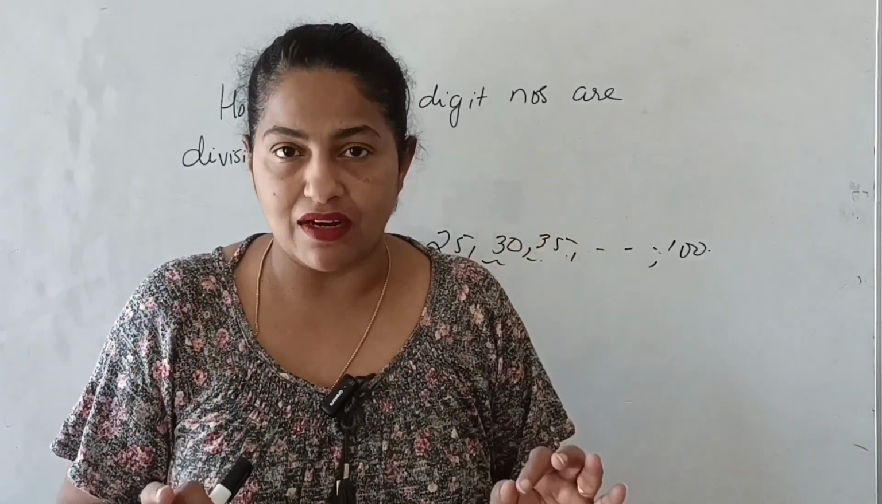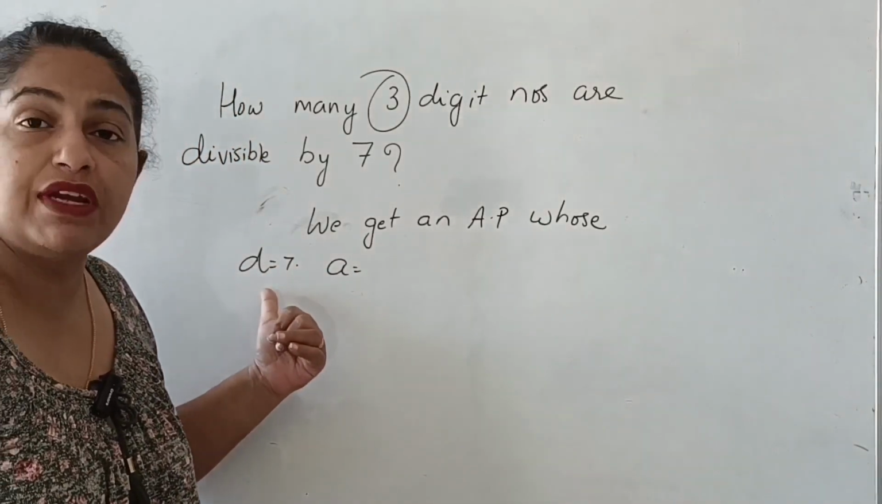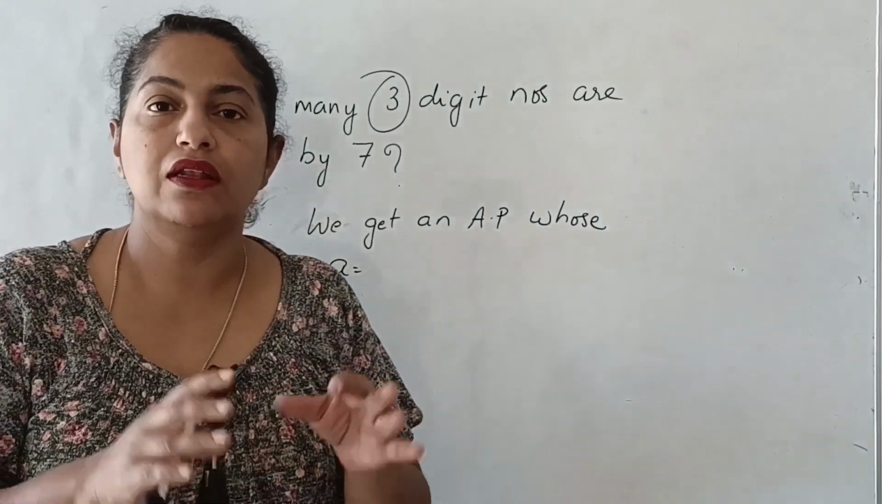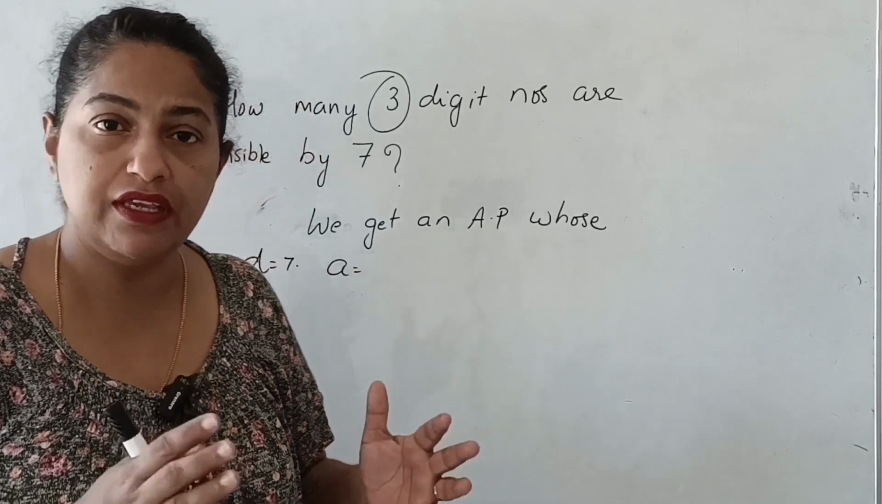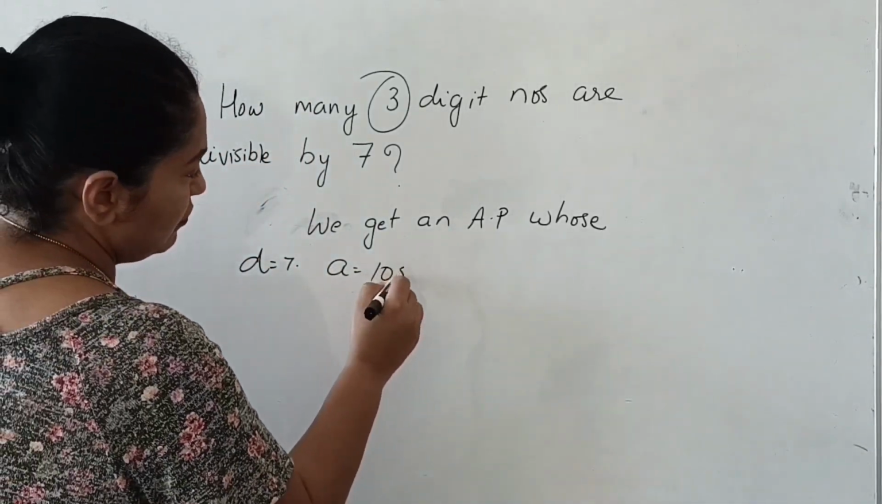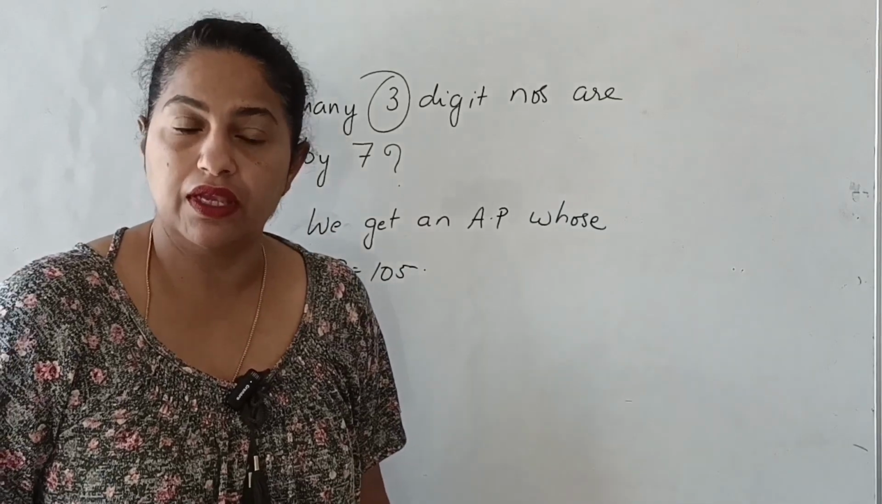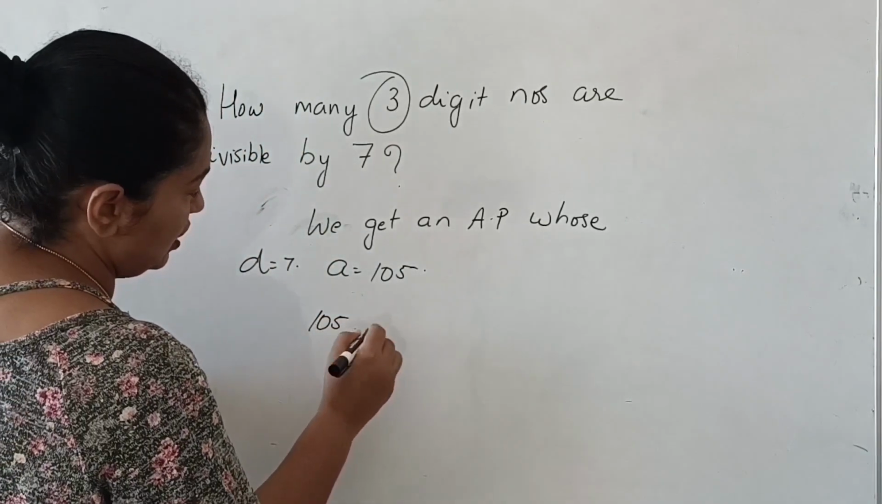Okay, now let us start the sum. So we basically get an AP whose common difference is 7. Now, what is the first term? You know that the first 3-digit number divisible by 7, we can find it out very easily. It is 105. 105 is divisible by 7, giving us 35. Okay. Now, we have an arithmetic progression.